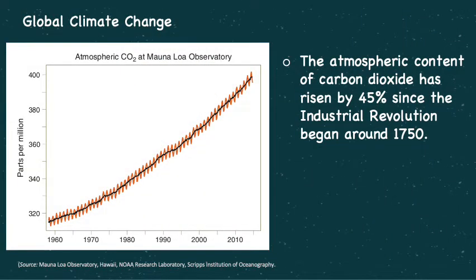Now, we will have an in depth discussion on global climate change in one of our future lessons, so I will just provide a brief overview here. This graph shows the atmospheric carbon dioxide concentration that has been measured at the Mauna Loa Observatory since 1958. The atmospheric content of carbon dioxide has risen by 45% since the Industrial Revolution began around 1750. So for the past decade, the level of atmospheric carbon dioxide has increased by 2 ppm or parts per million every year. And this is primarily because the global economy runs on fossil fuel.